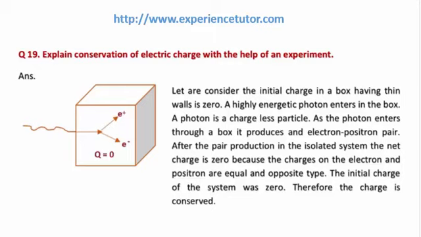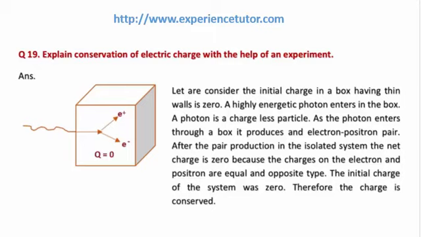Question number 19. Explain conservation of electric charge with the help of an experiment. Let us consider the initial charge in a box having thin walls is zero. A highly energetic photon enters the box. A photon is a chargeless particle. As the photon enters the box, it produces an electron-positron pair.